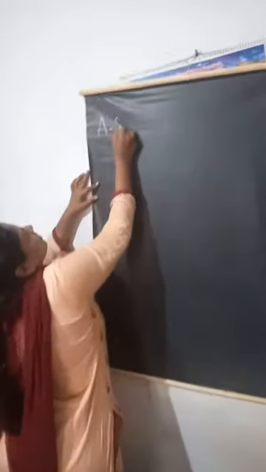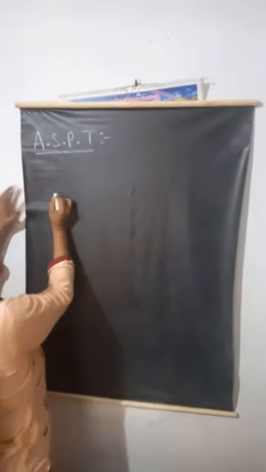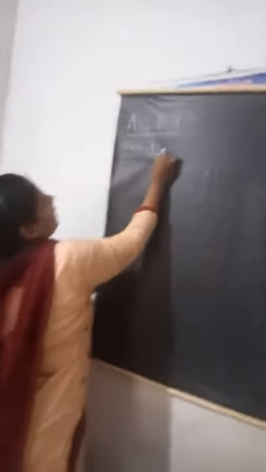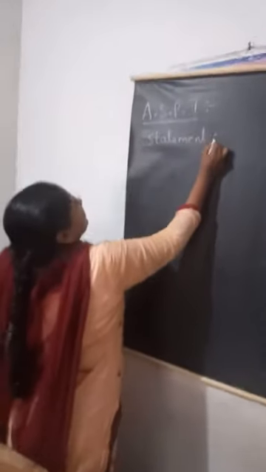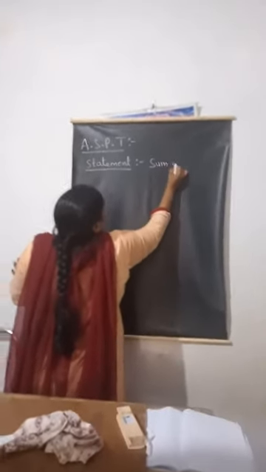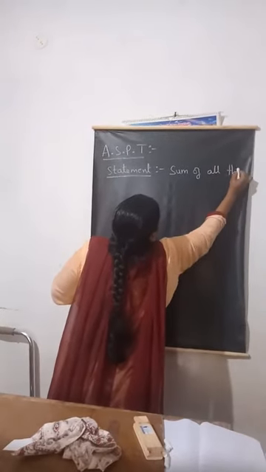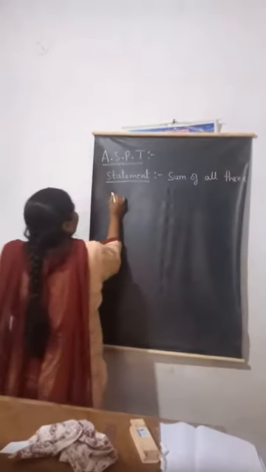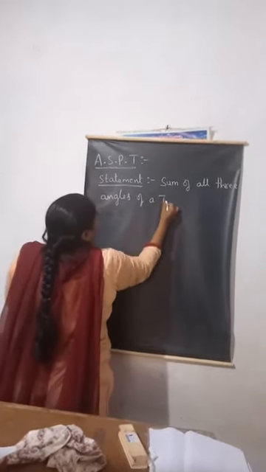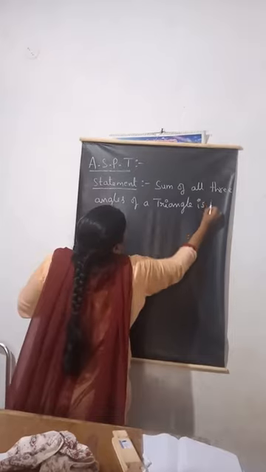Angle sum property of a triangle. Statement: the sum of all three angles of a triangle is 180 degrees.